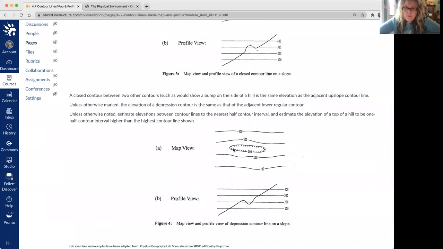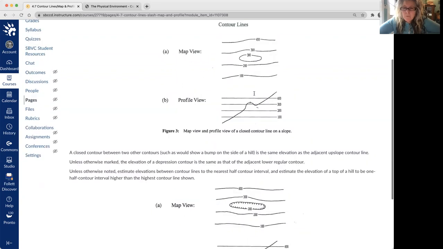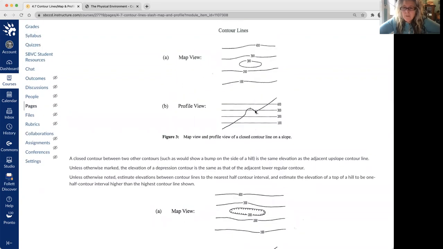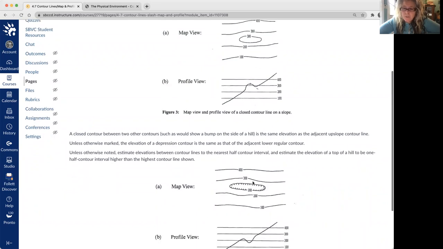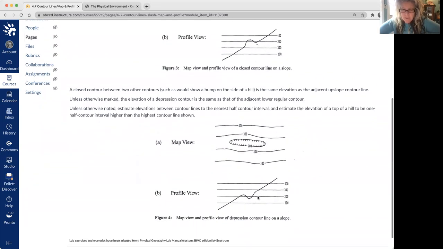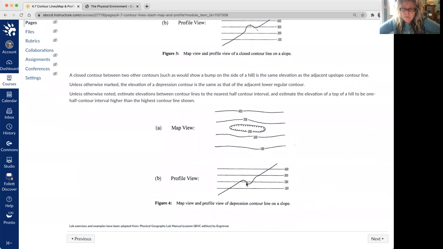This is going to be the depression, the example of the depression here. You can see how it has the hatchet marks pointing inward. That means it's going to be a hole instead of a bump on a hill. All right, so now we're talking about this part. So this one is the closed circle, and this one has the hatchet marks. It's also a closed circle, but it has the hatchet marks on the inside. And you can see how it goes down to 200.